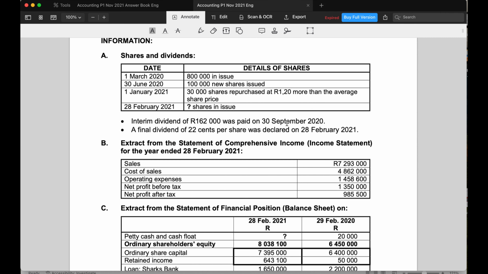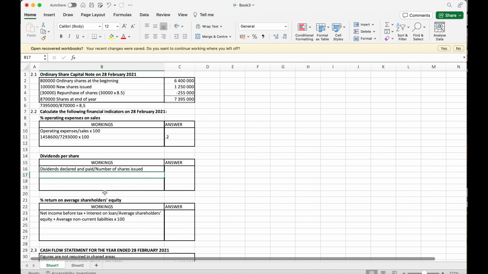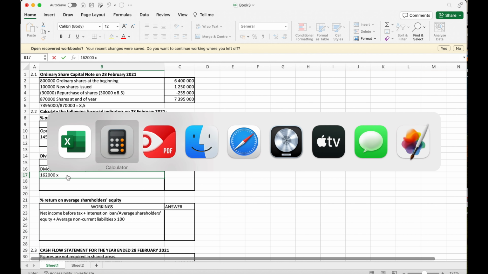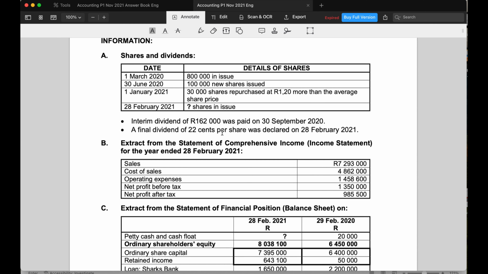Interim dividend was paid on 30 September, 162,000. 162,000 multiplied by, and what is the dividend also? A final dividend of 22 cents. Now they give us an interim, so they paid an amount. Final, so they paid cents. Now you must understand how to get cents and how to get the amount. So look at the final dividend of 22 cents per share that was paid.